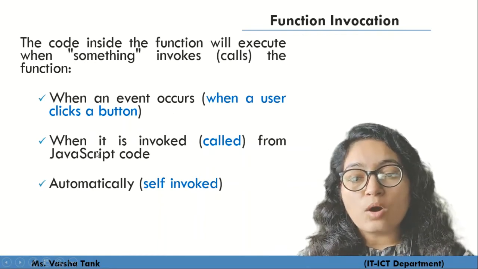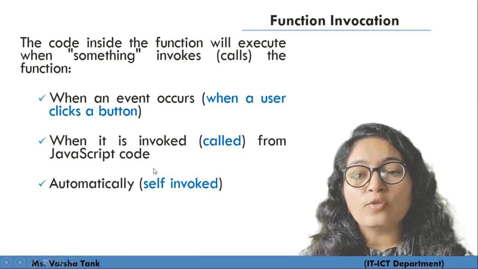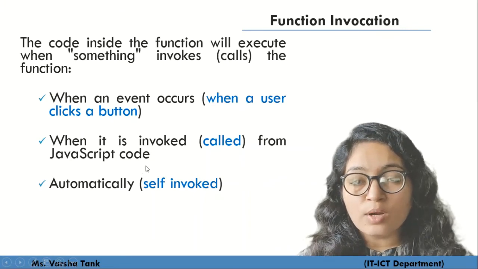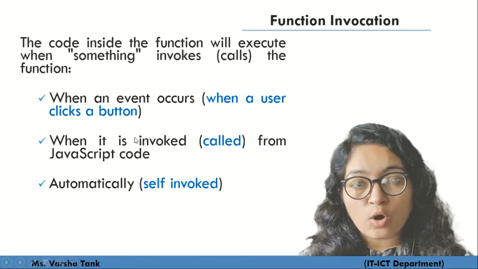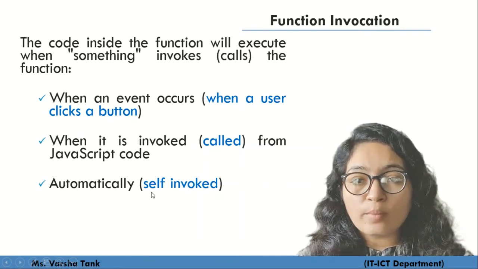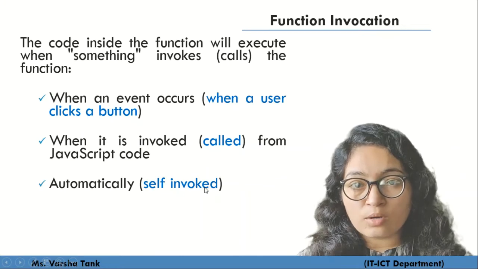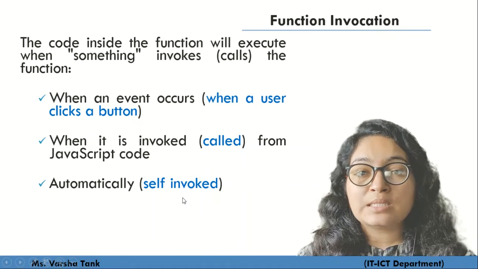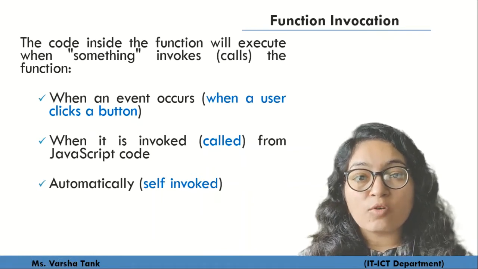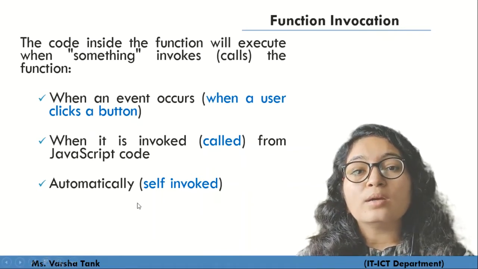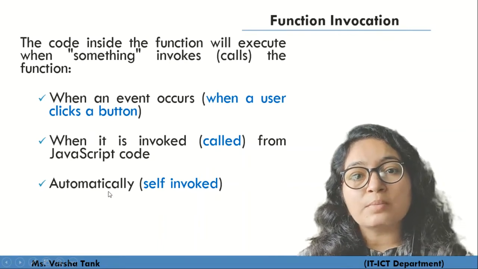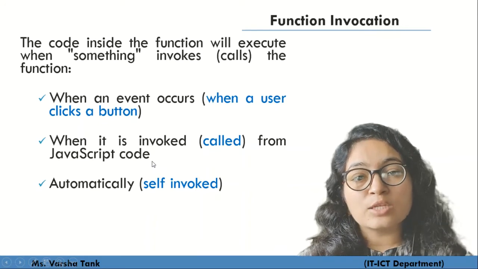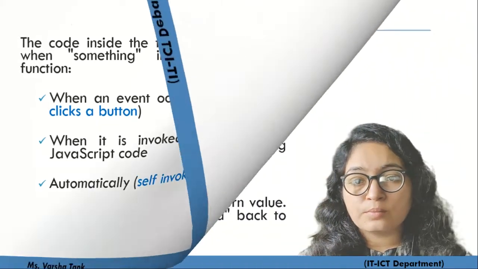Then next, it is invoked when called from the JavaScript code. Whenever you call it from the JavaScript code, at that time also we can invoke the function. Then automatically, that means self-invoked. You have the idea about recursive functions. Suppose you have used them in C for the Fibonacci series or factorials. That is a recursive function, which means the function will automatically call itself. So that is function invocation.